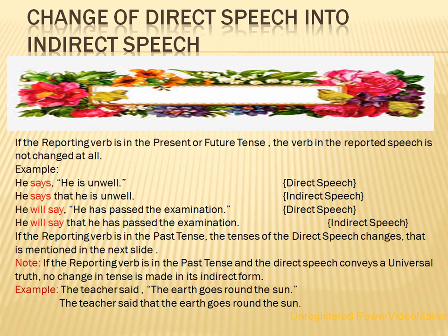Now, many of you will have a question: what is a universal fact? What are universal truths? I will give you some examples. The sun rises in the east. This is a universal fact. So, there will be no change of tense if we get such type of questions. Some more examples of universal truths are: honey is sweet, milk is white, 2 and 2 make 4. These are called universal facts because they are always true.